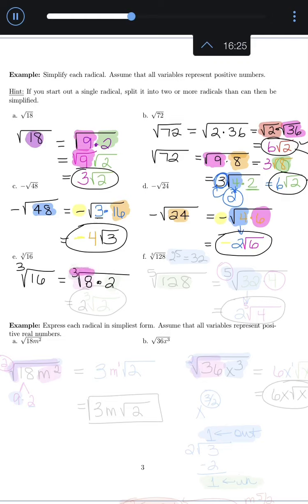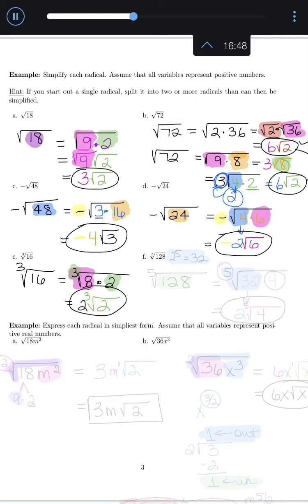Now I can take the cube root of 8, which is 2. However, I'm still stuck with this 2 inside of the cube root. There's nothing I can do inside of that cube root with the 2. So I'm stuck with 2 cube roots of 2, and that's it.